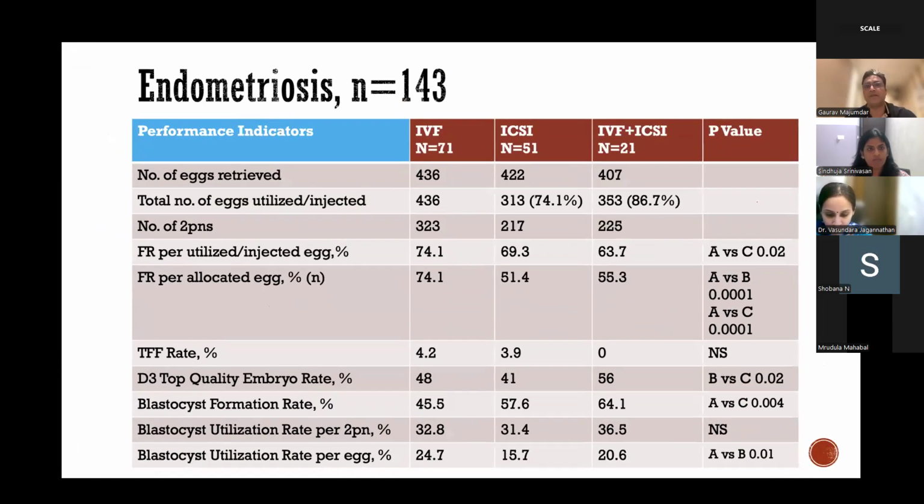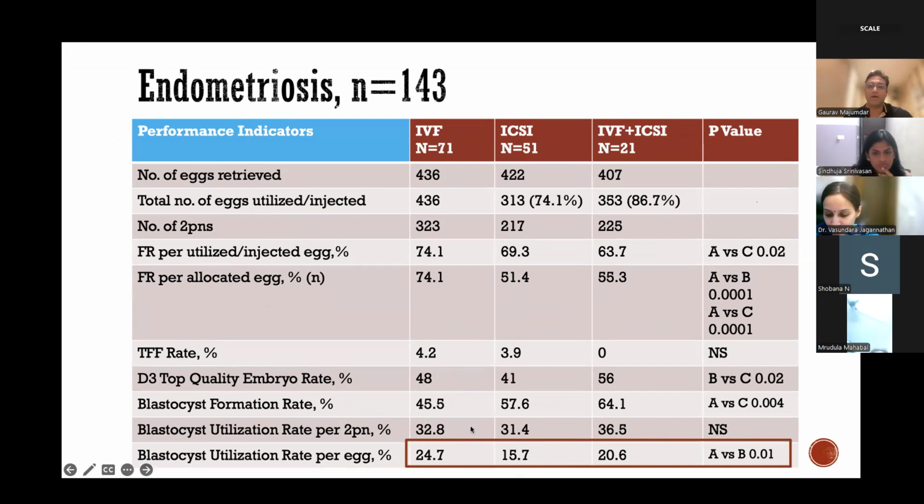Endometriosis, where we think that oocyte quality may be hampered. There was a paper which had once shown that probably ICSI might be more beneficial in such patients, but no. Our data has equally shown that again IVF results in a greater number of blastocysts, for the same reasons that I have been telling you till now.